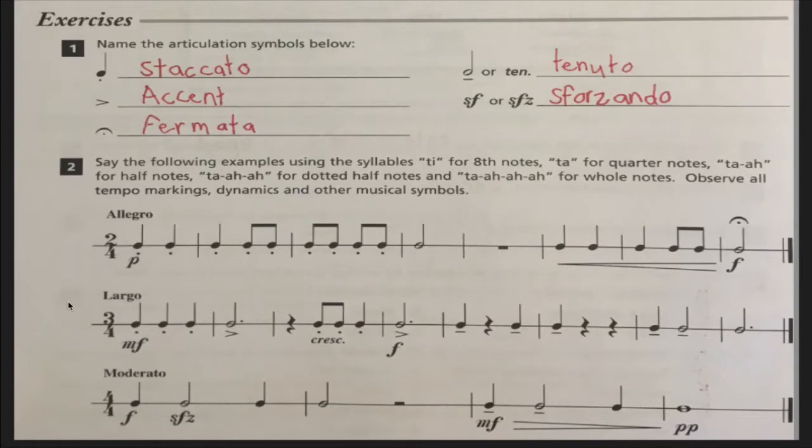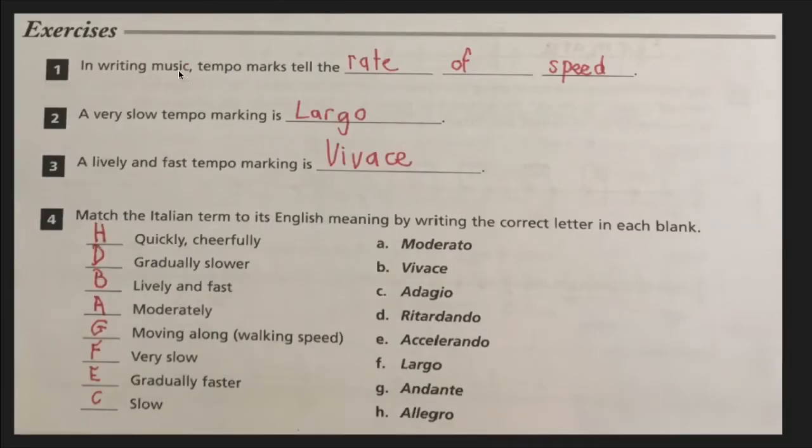And finally, the 4/4 example is performed moderato. 1, 2, 3, 4. 1, 2, 3, 4. 1, 2, 3, 4. 1, 2, 3, 4. 1, 2, 3, 4.